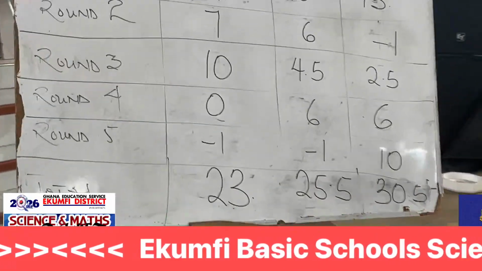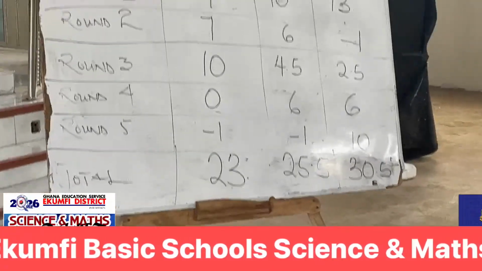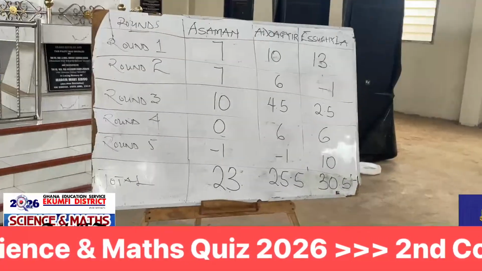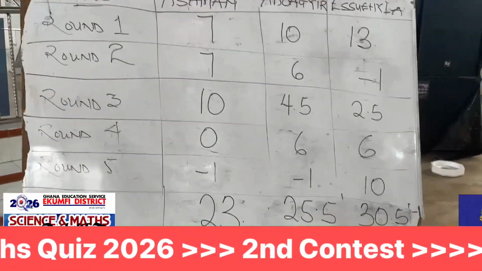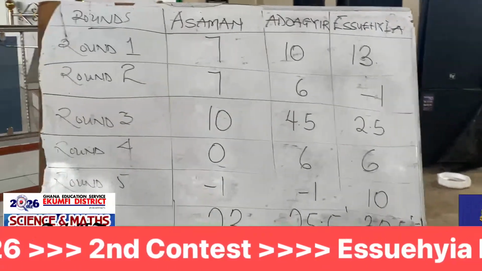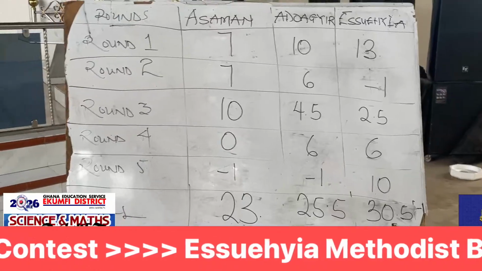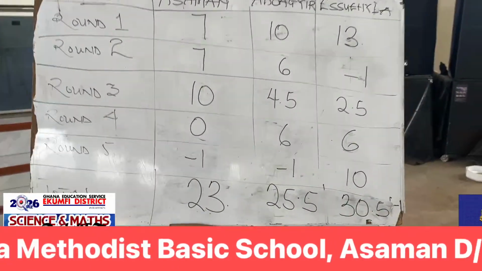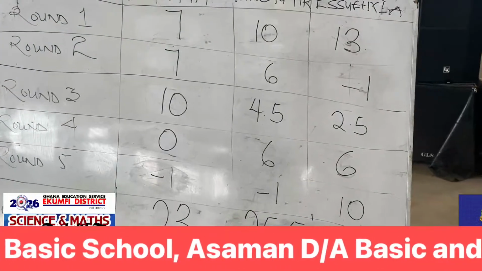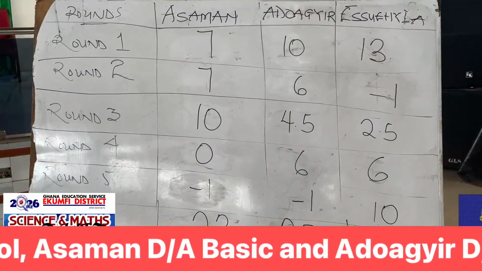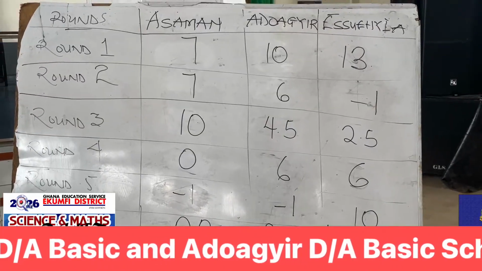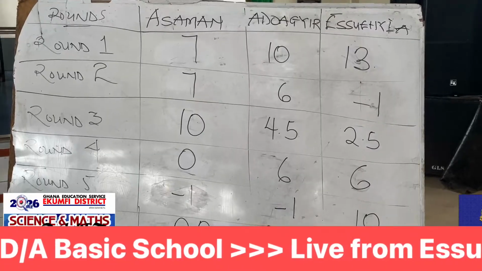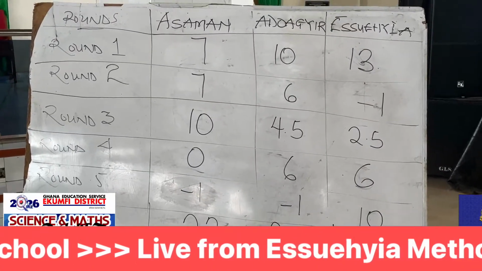All too soon, we have come to the end of the contest. Let's clap for them again. They've done marvelously well. At the end of round 5, Asaman had -1. Adweji -1. Efrisia 10 points.